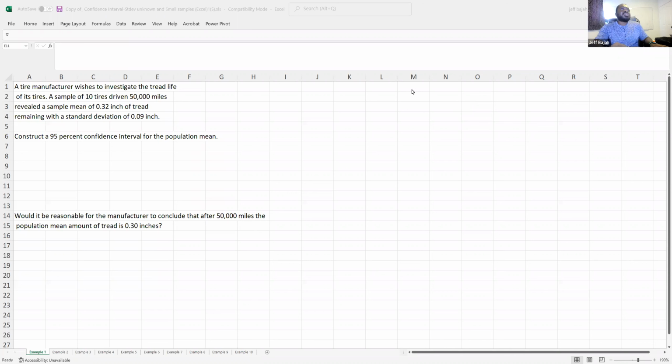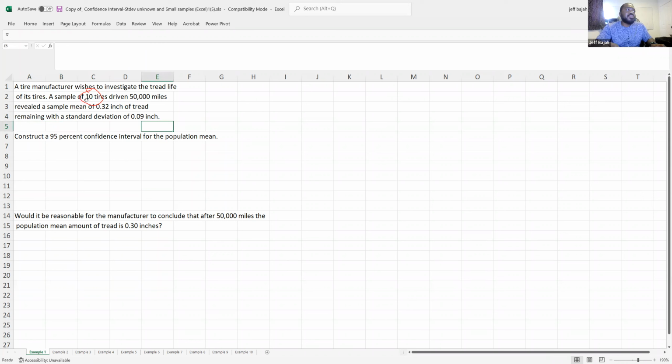All right, so let's look at this question, right? Example 1. It says that a tire manufacturer wishes to investigate the thread life of its tires. So the life, how long those threads on the tire last, right? And the manufacturer sampled 10 tires. And so this is where you begin to see the difference, right? You can see in this case, we have only 10 tires. And you can see it's a small number, right?